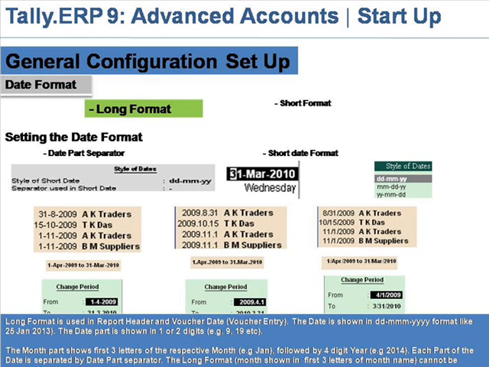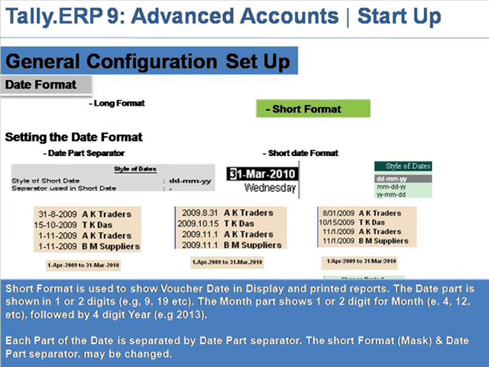In the long format, the month shown in the first 3 letters of the month name cannot be changed, but its date part separator may be changed, as explained below. Short format. This format is used to show voucher date in display and printed reports. The date part is shown in 1 or 2 digits, for example 9, 19, etc. The month part shows 1 or 2 digits per month, for example 4, 12, etc., followed by a 4-digit year, for example 2013. Each part of the date is separated by the date part separator. The short format mask and date part separator may be changed.